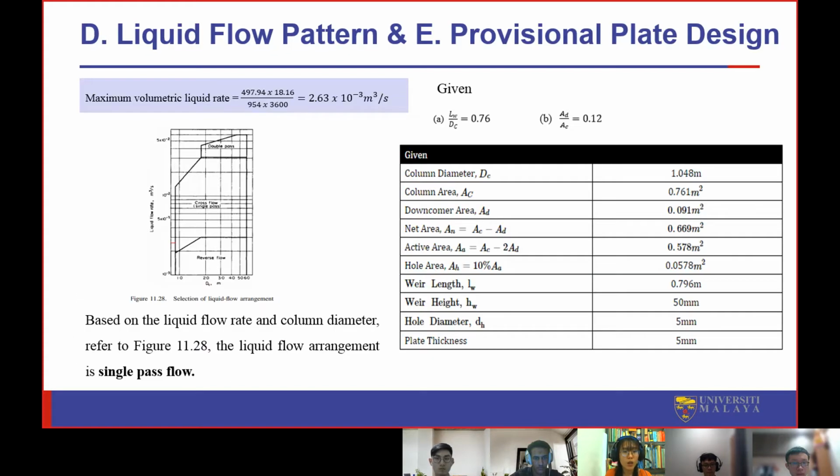So moving on, we calculate the liquid flow pattern and the provisional plate design. For the liquid flow pattern, by calculating the maximum volumetric liquid rate and comparing with figure 11.28, we know that the flow arrangement should be single pass flow. We also consider the assumptions given in the assignment instruction, where the ratio of the weir length to the column diameter is 0.76 and the downcomer area to the column area is 0.12. We can obtain the following parameter values.